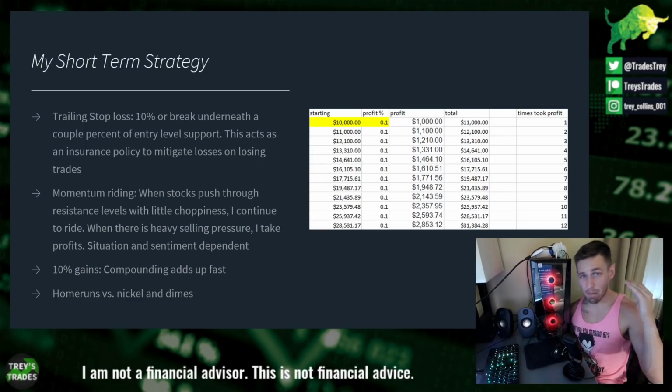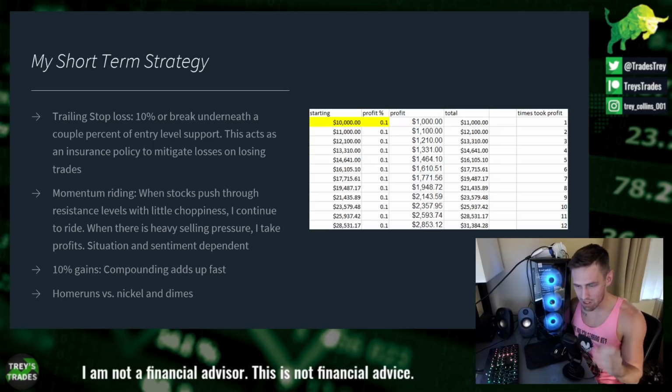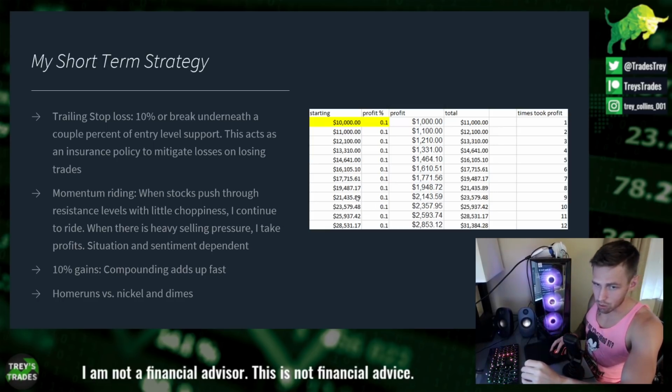So I have a personal rule, and this is something that I think is very important to talk about, the 10% gain rule. So check this out. I've got this spreadsheet right here on the screen for you to check out. 10% gains compound and add up very fast. So if you get 10% returns on your portfolio, you almost double your account. So I'm going to show you this here really quick. You'll turn $10,000 into $19,500 off of 10% returns.